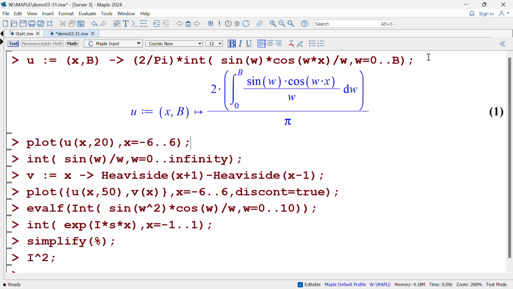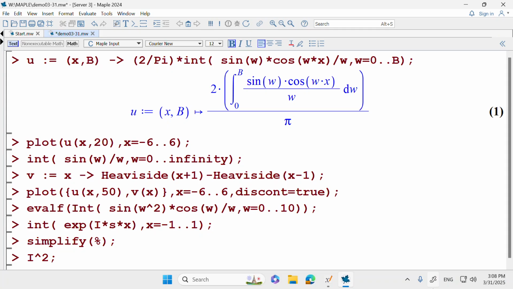Okay, I took t equals 0 there, so there's no s squared t. The question is, at time equals 0, what is that going to converge to? And that's what it is. Let's see, I guess I should go back. What am I doing here?